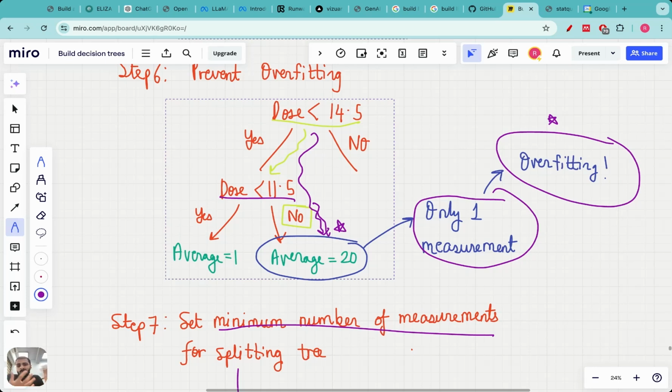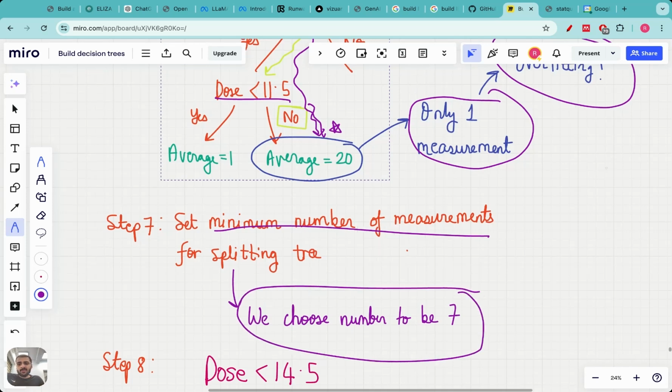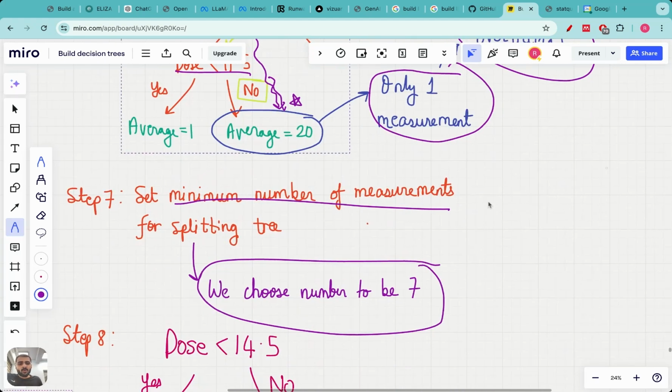That value is generally set higher, to 20 or something, but in this code we are going to set that value to be equal to 7. What we are going to do in this particular example is, since we have a small amount of training data, we are going to split a node further only if the minimum number of measurements is 7. So for example, take dose less than 14.5, and you have the yes here and the no here.